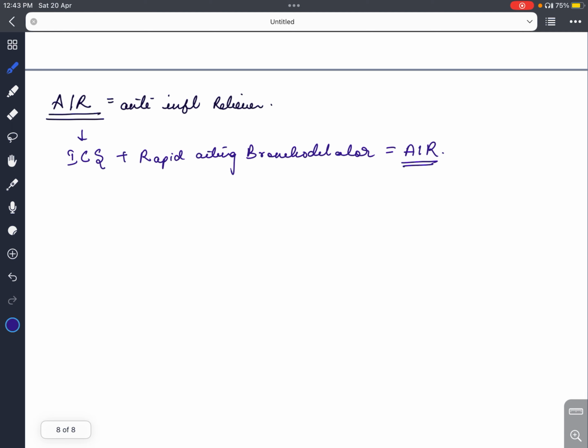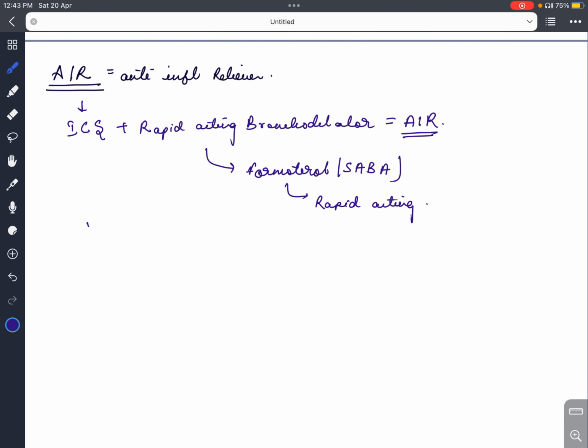In the case of rapid-acting bronchodilators, we have two options. We can either use formoterol or we can go for SABA. This formoterol is a rapid-acting one. So we have two options: we can either go with ICS plus formoterol, or we can go for ICS plus SABA. Okay, so this was all about our AIR drugs.